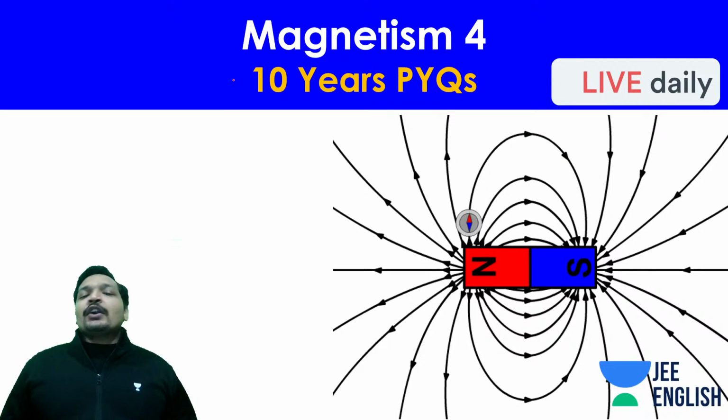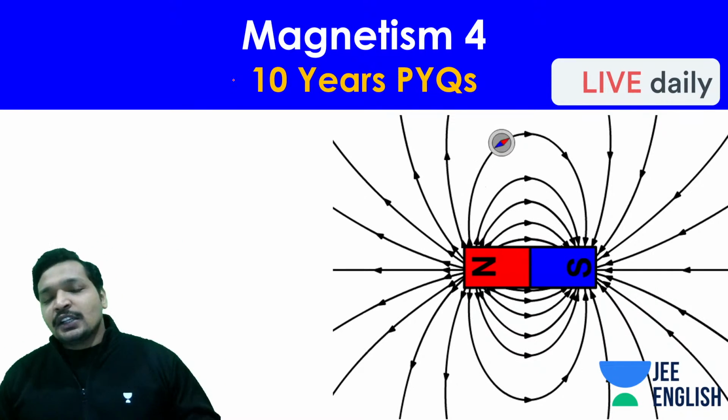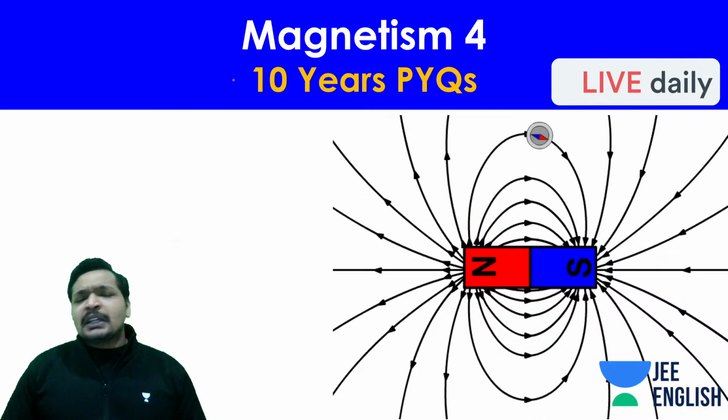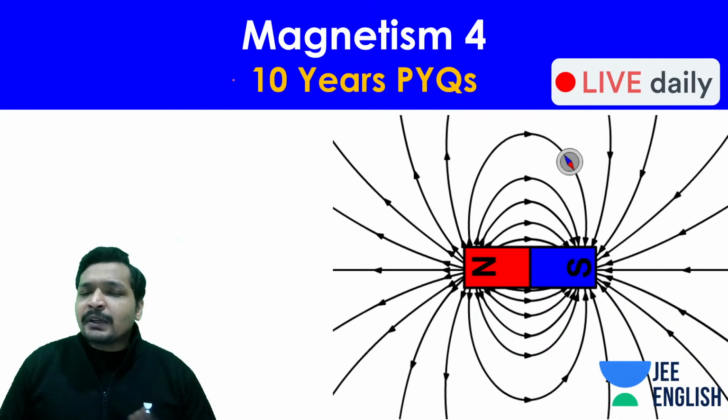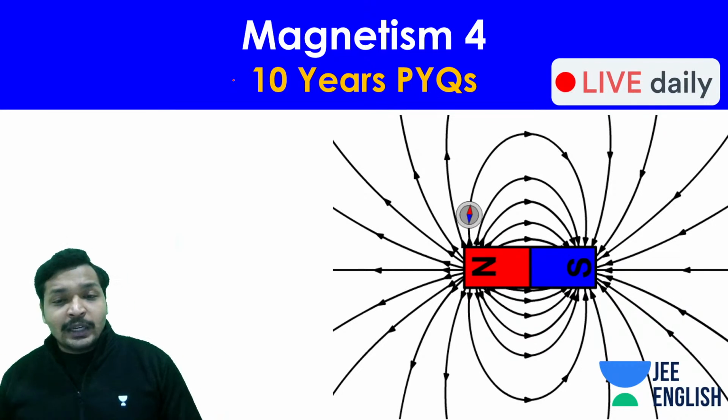And today we are on the fourth session of your Magnetism, where we are discussing your 10 years previous year questions. And you have already completed the majority part of your 2020 previous year questions of your JEE Mains. And today we'll be diving into your 2019.